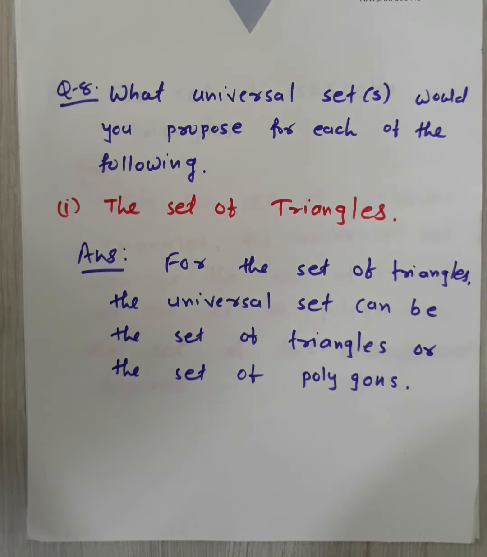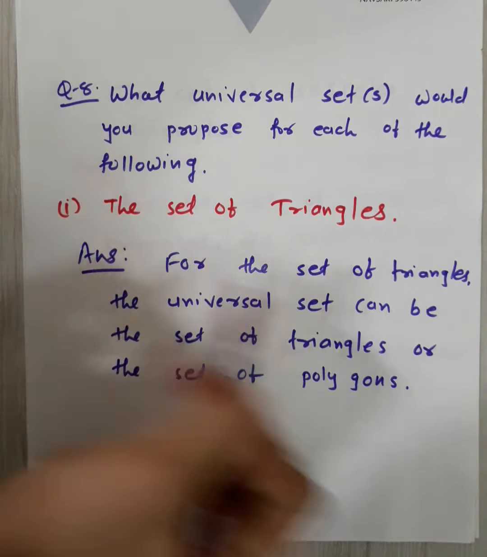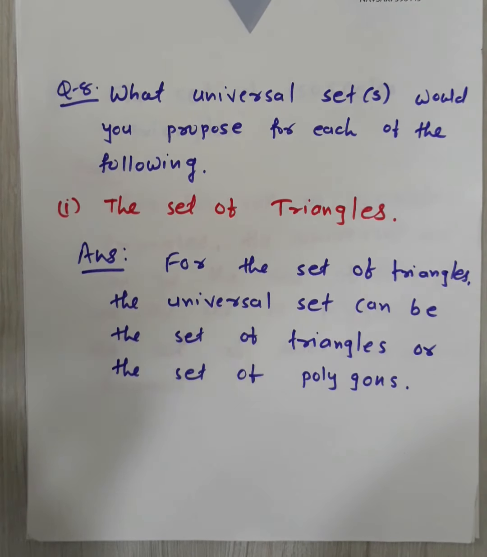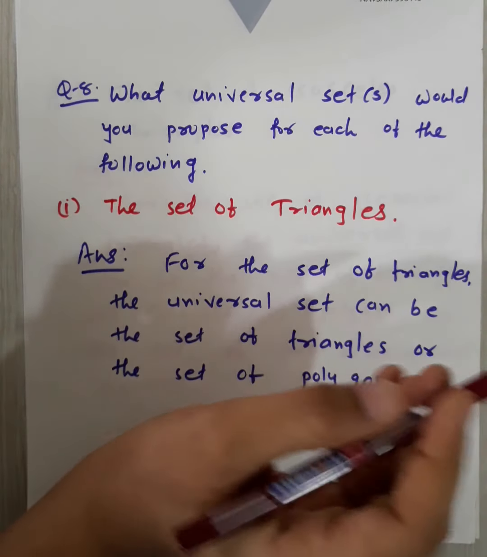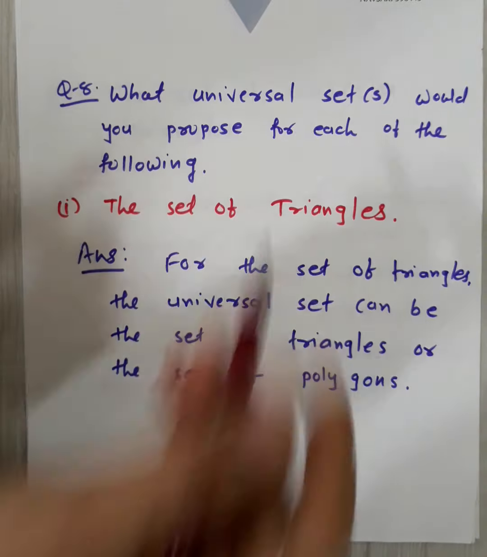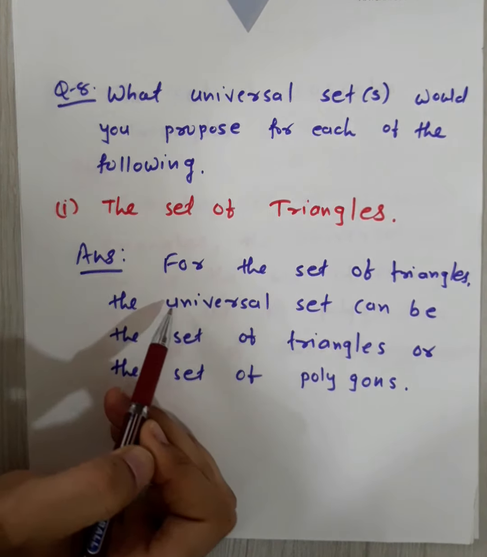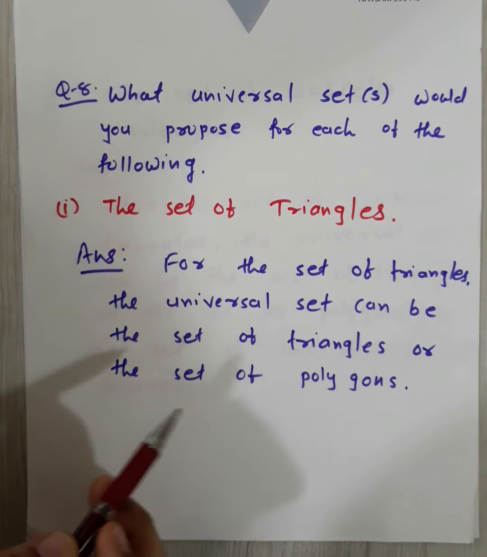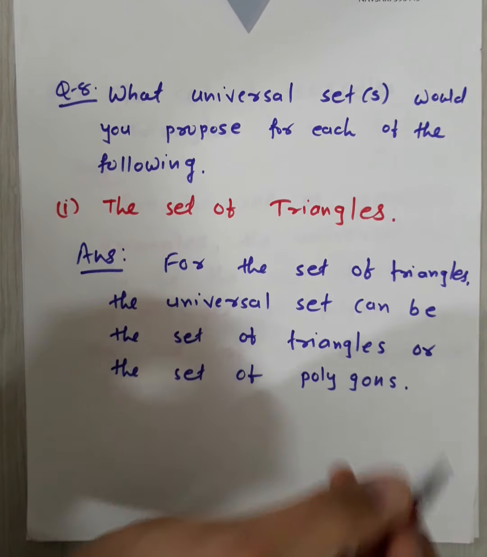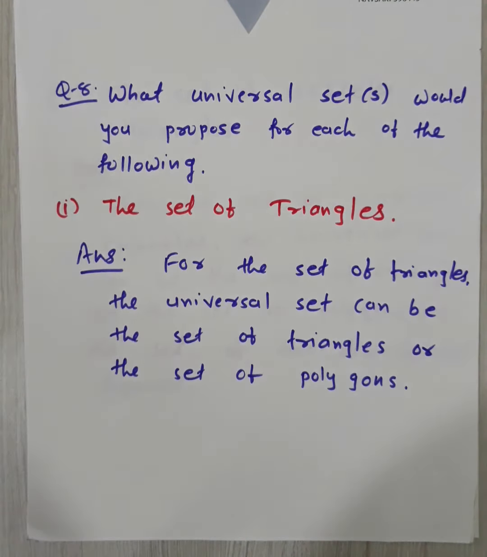Now you have to write down the universal set for each of the following. Different questions are there, and for these, what is the universal set? You have to think about that. First is the set of triangles. What is the universal set of the triangles? So for the set of triangles, the universal set can be the set of triangles or the set of polygons, right?